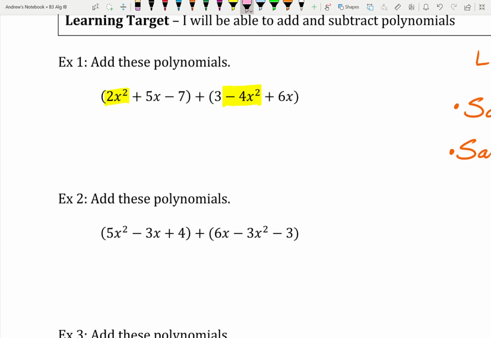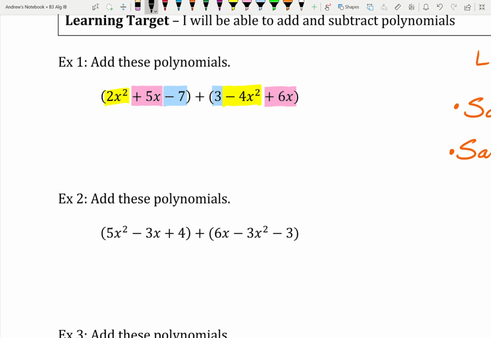After that, I'm going to move on to the next thing. I've got a 5x, which looks like it should go together with that plus 6x later on. Again, on both of those, I grabbed the sign that came before it. Thirdly, I've got negative 7 and I've got 3. So those are all our like terms. We've got everything matched up and ready to go.